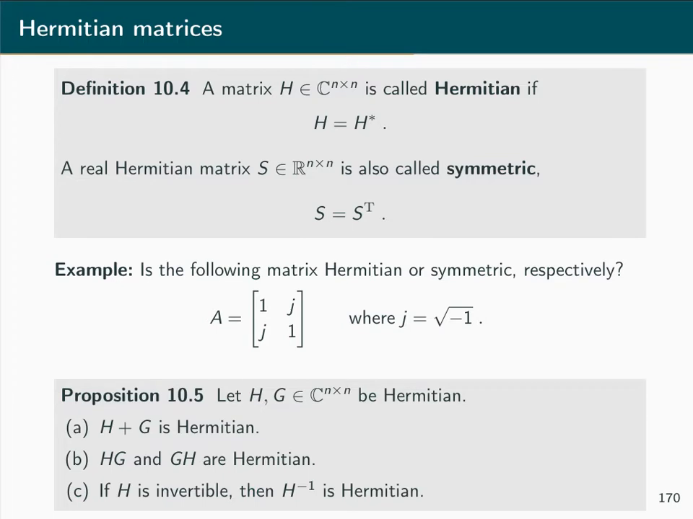Hermitian matrices satisfy some basic properties stated in Proposition 10.5. Here we let H and G be two Hermitian matrices. Then (A) the sum of H and G is also Hermitian; (B) the product of two Hermitian matrices, so H times G and G times H, are Hermitian; and (C) if H is invertible, then also H inverse is Hermitian. The proof of this proposition is fairly straightforward and therefore omitted.